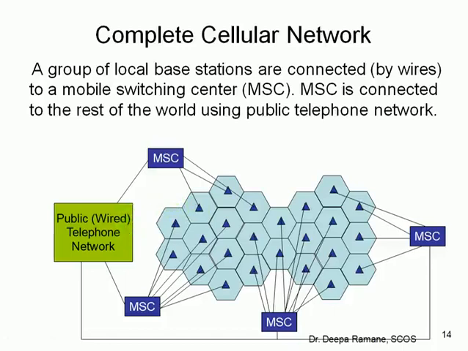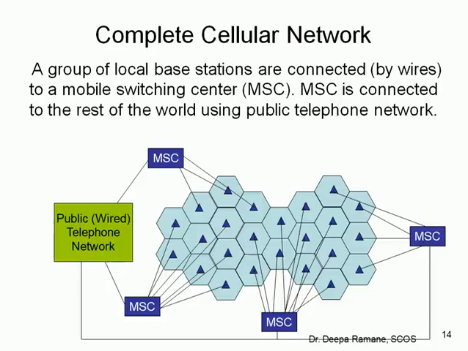So here you can observe that each cell's MTSO is connected to a mobile switching center, and all mobile switching centers are connected to your public telephone network. So basically your call, if I am here, the call goes to the tower, then from this tower the call will go to my mobile switching center. From this mobile switching center it will be given to the public telephone network.